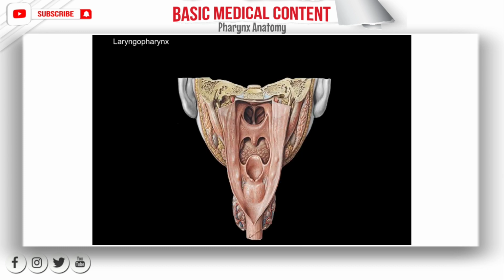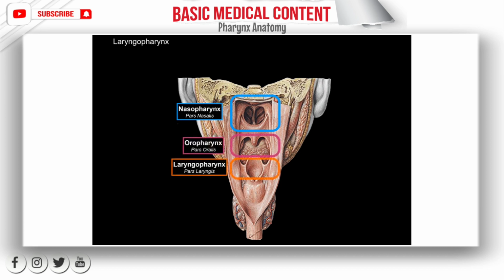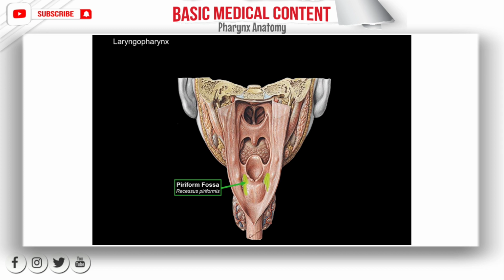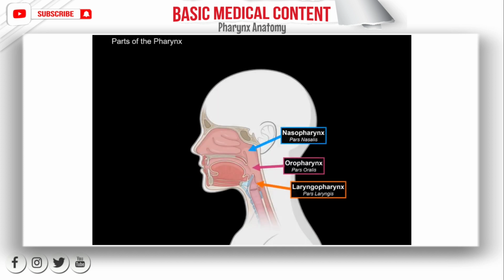Alright, so if you look at the larynx posteriorly, we can see the nasopharynx up here, the oropharynx is here, and then we have the laryngopharynx down here. Now there's one more anatomical landmark here on the laryngopharynx called the piriform fossa. The piriform fossa is just a depression on either side of the laryngopharynx, which has its own anatomical name, the piriform fossa. So that was all the parts of the pharynx.